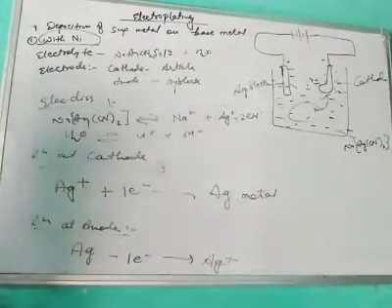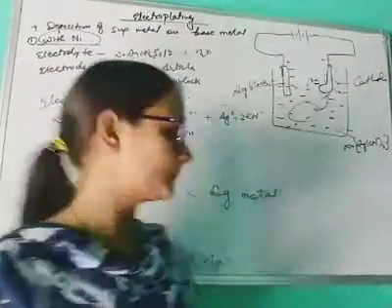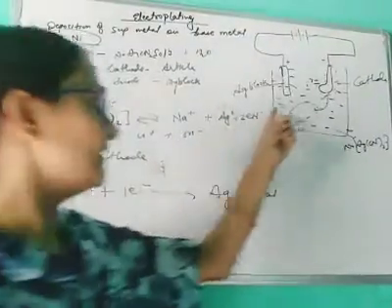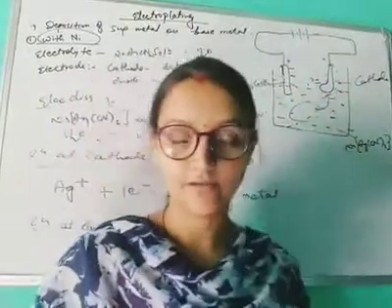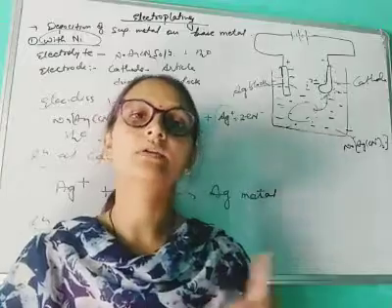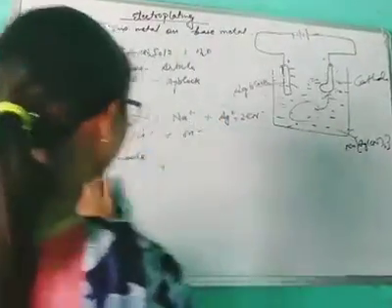Its valency is 1, so it's understood, Ag positive or Ag1 positive, you can write anything. So from here Ag positive is released, and from here Ag is electroplated. This is how we do the electroplating of metals.